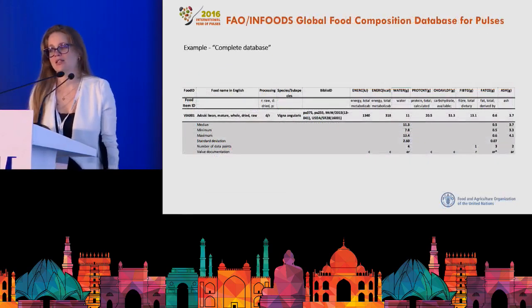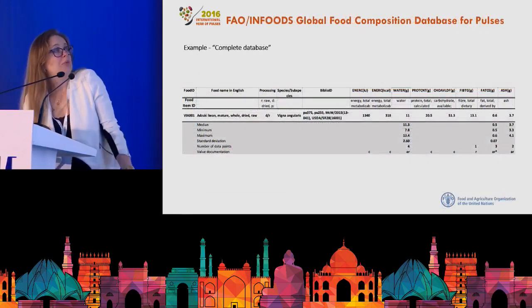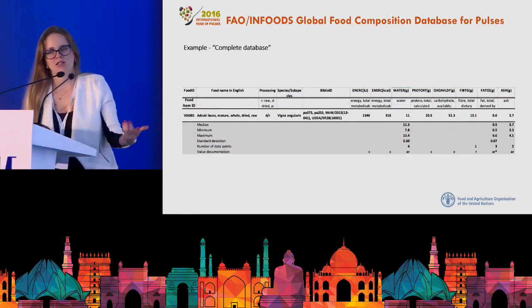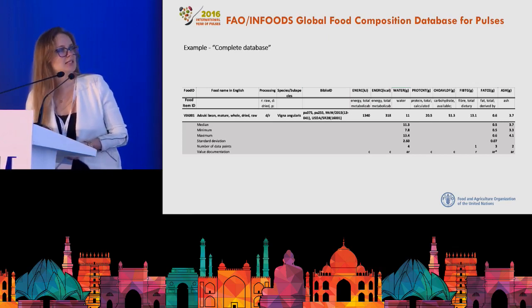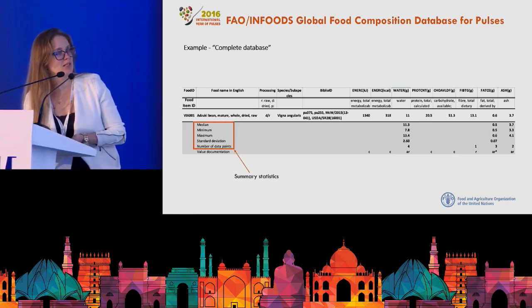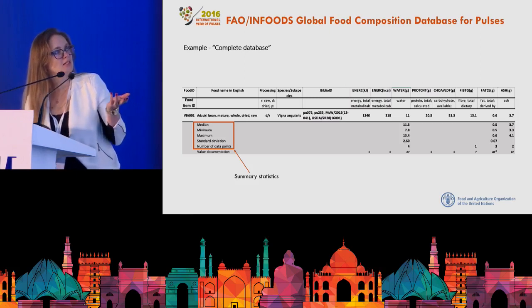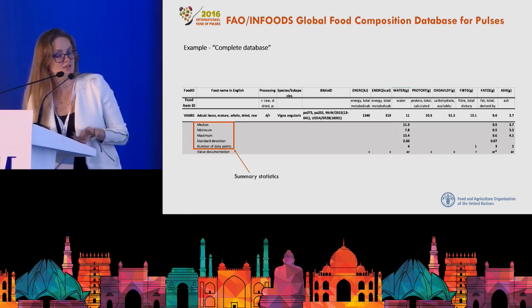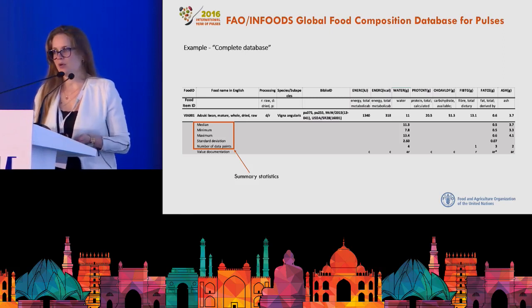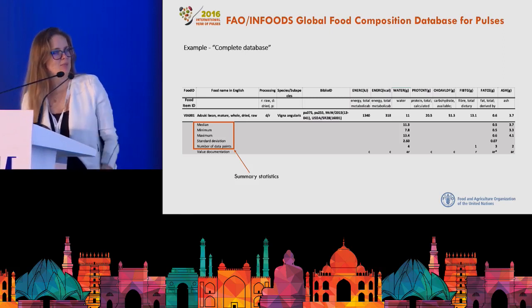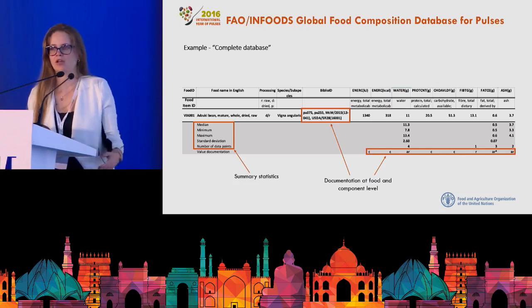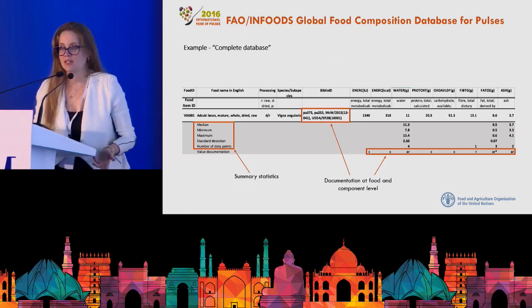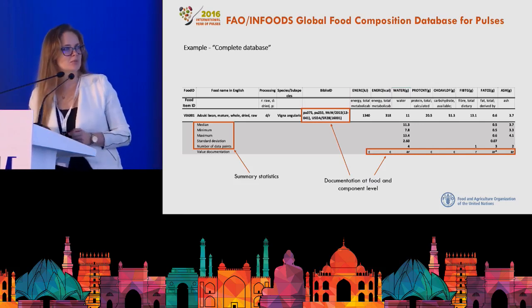But we can have a more detailed, a complete database. This is more for advanced users that want details about the data. So here we have, in addition, summary statistics with the median, minimum, maximum, standard deviation, and number of data points that we used to calculate the mean value. And we have also documentation at food and component level, giving more details about the information on the food composition table.